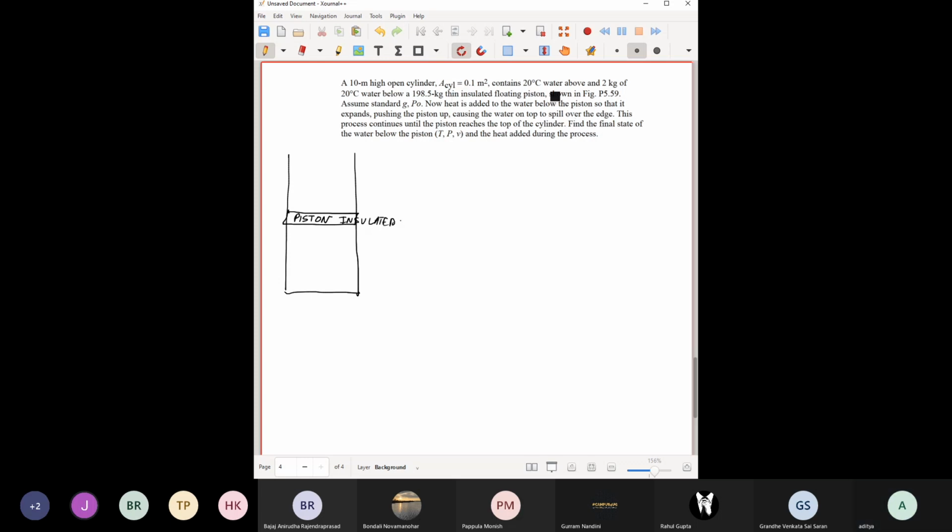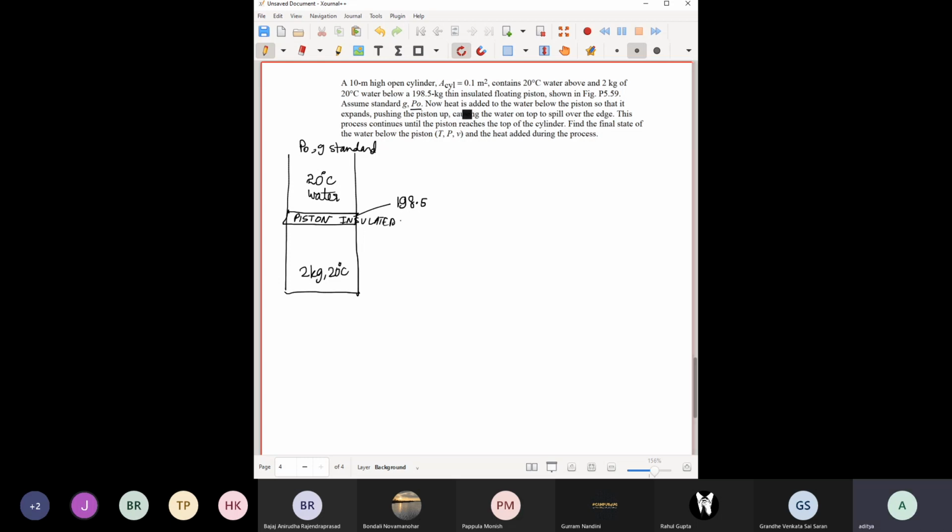And above you have 20 degrees Celsius water, and below you have 2 kg of 20 degrees Celsius water, and the insulated piston weighs 198.5 kg. Okay, assume standard G and atmospheric pressure. So atmospheric pressure and G standard.